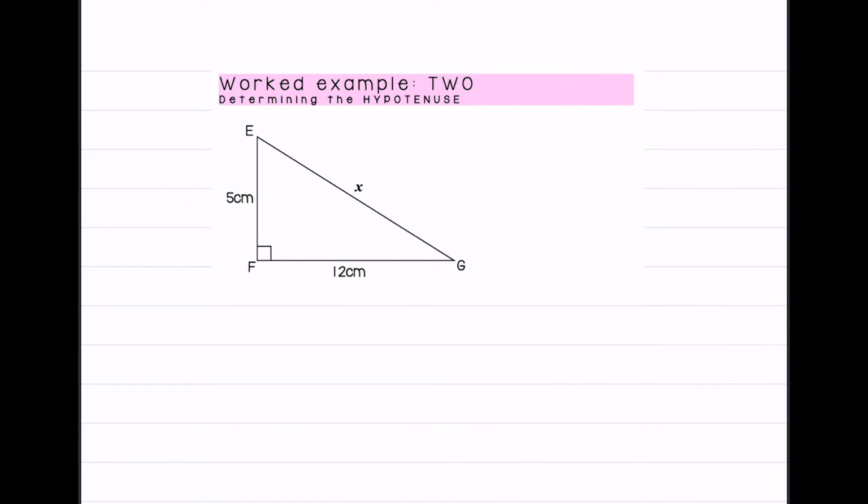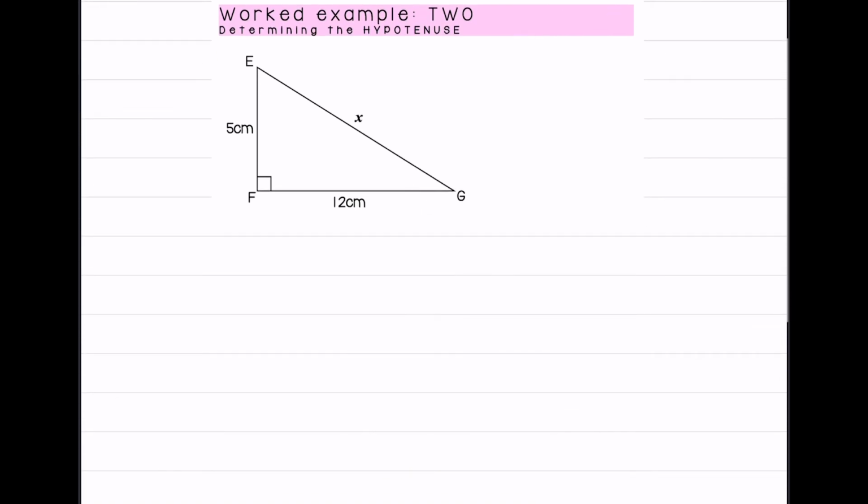In the next example, we're determining the hypotenuse again. So we are going to start by identifying our hypotenuse. So in this triangle, our hypotenuse is not AC, our hypotenuse is line EG. But the theorem of Pythagoras states that the hypotenuse squared is equal to side 1 squared plus side 2 squared. So the hypotenuse in this case is line EG. So EG squared is equal to side 1 squared, EF squared, plus side 2 squared, which is FG squared.